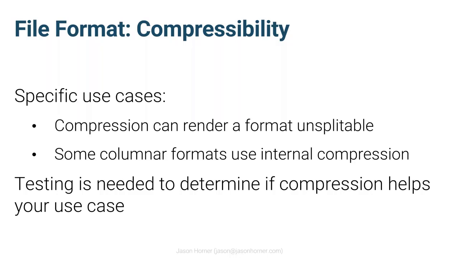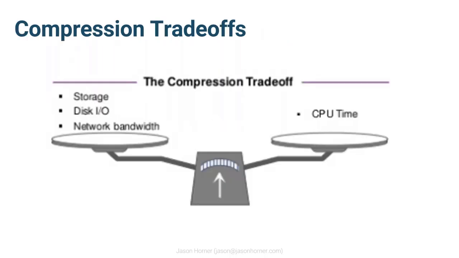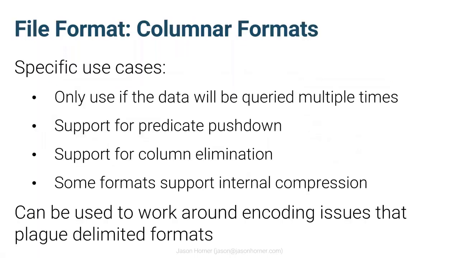And then just note that some columnar formats have their own internal compression that's outside of actually compressing the file. So testing is the best way to do that. And just an idea, anytime you're compressing data, what you're basically trading is CPU time for storage or network IO bandwidth, right?